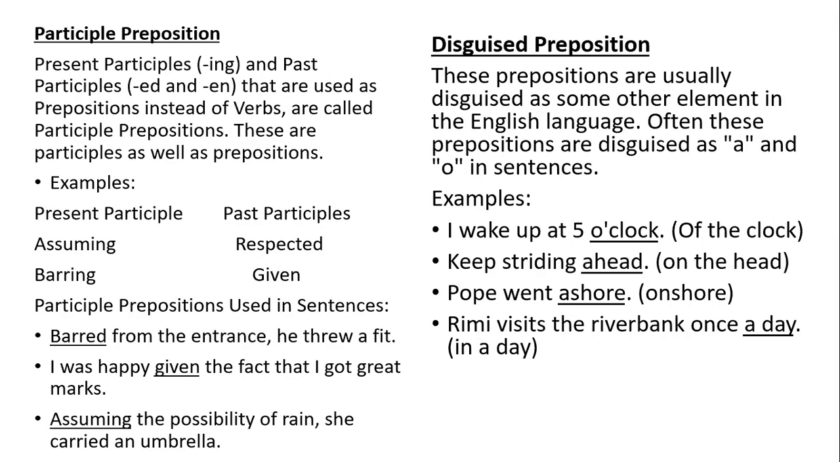Okay, participle preposition. We know that we have two kinds of participle, right? We talked about this in the verb classes. The present participle is the verb that ends with ing, and the past participle ends with ed, d, en, and if we have strong verbs, the participle form will vary.